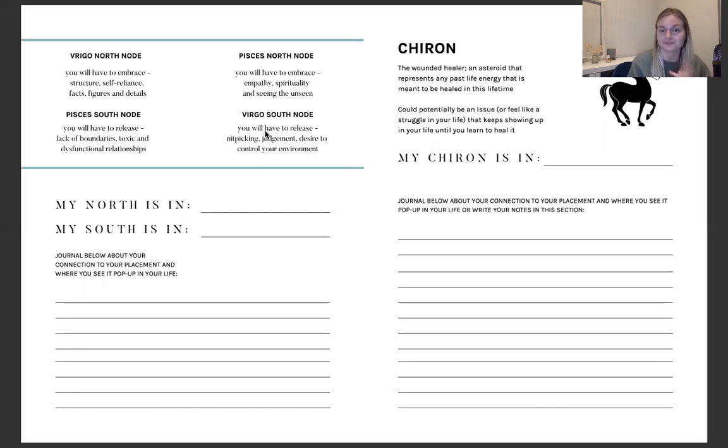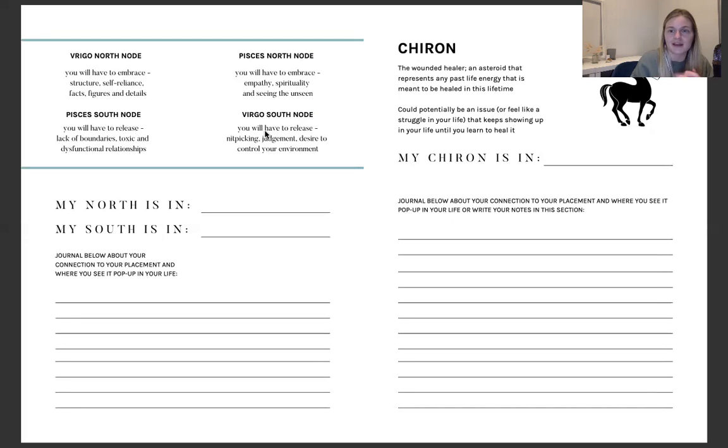Next, we have Chiron. Chiron is an asteroid, and it's the only asteroid I'm going to talk about. There are so many more that you can dive into on your own, but Chiron, I feel like, is the biggest one to work with. It automatically appears in the astro.com chart, so that's why it's in the default mode. Chiron is a wounded healer in mythology. He could heal everyone but himself. So it represents past life energy that is meant to be healed in this lifetime. It can potentially be an issue for you, feel like a struggle in your life. It keeps showing up until you learn to heal it. And you usually have to go in it to heal it.